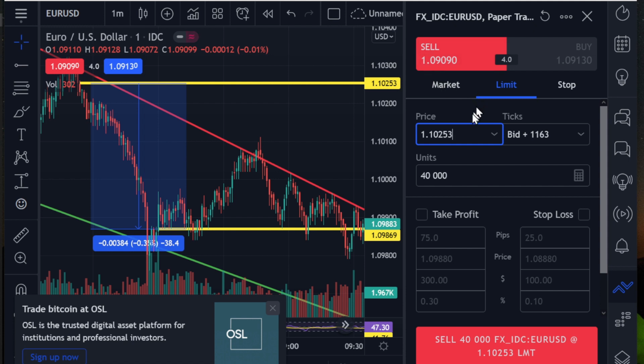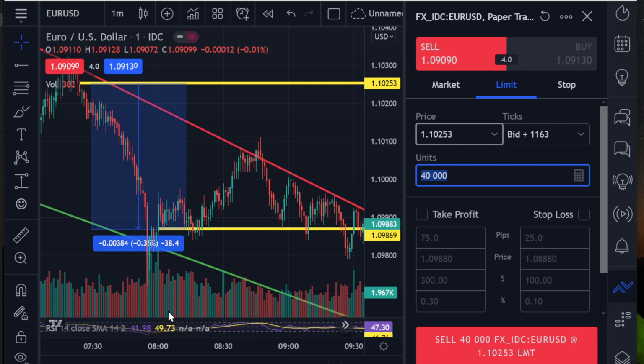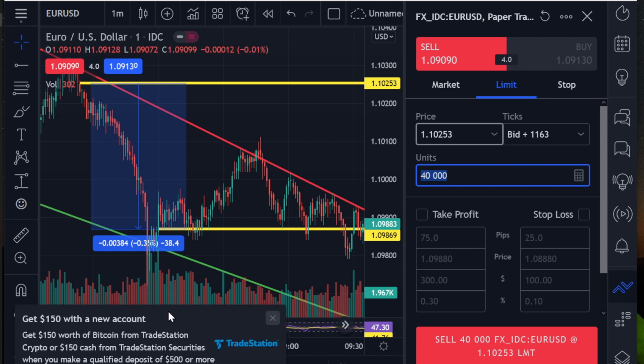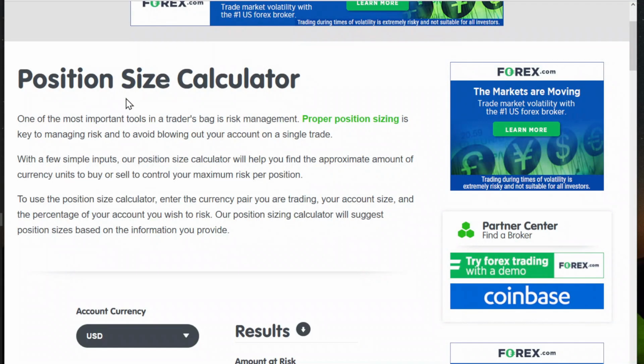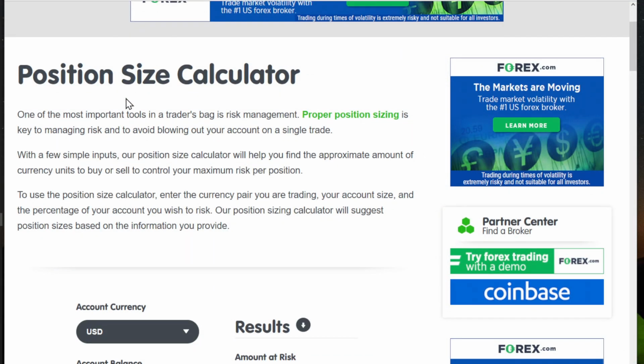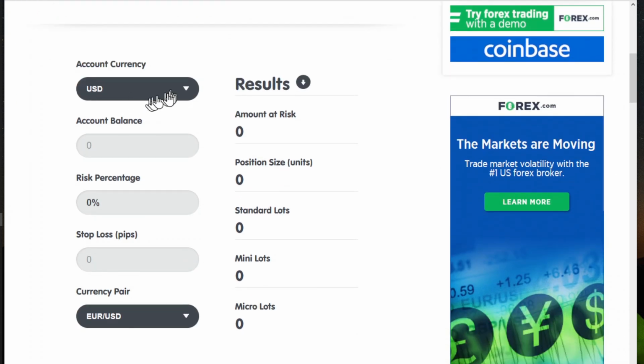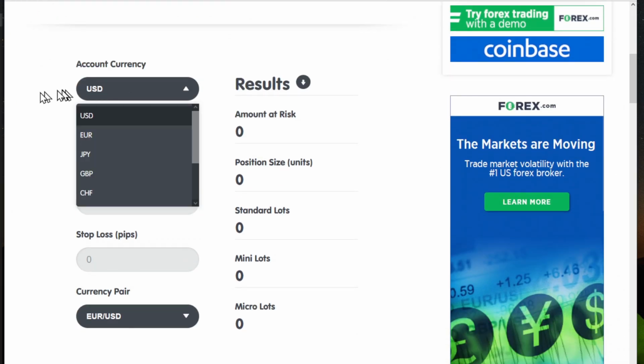But the question is, how many units or what lot size do we want to do? Because our profit or our risk taking directly depends on the number of units that we put into play. It's not just the starting price, and all that. How many units do you want to put in play? So we've seen this before. We've talked about the position size calculator. So let's come here. So our account is in USD.